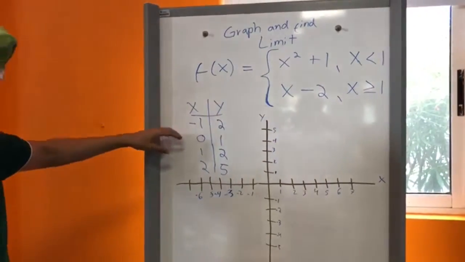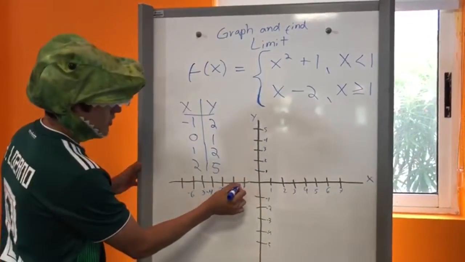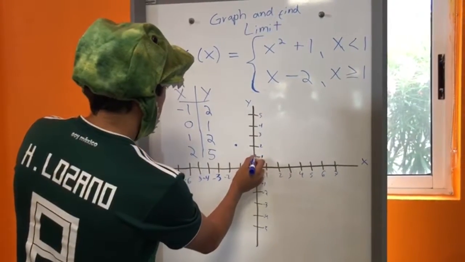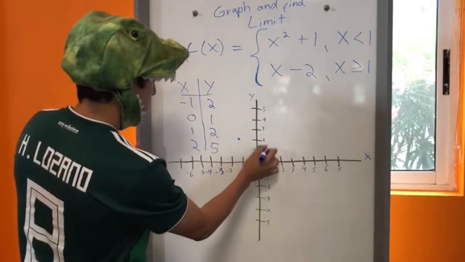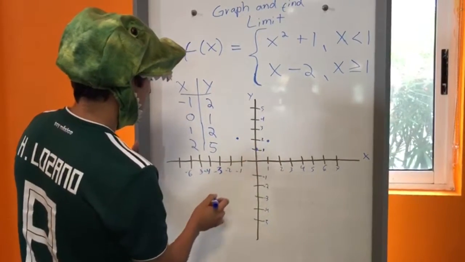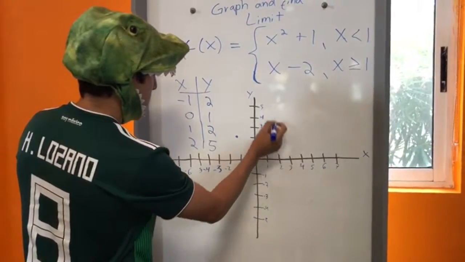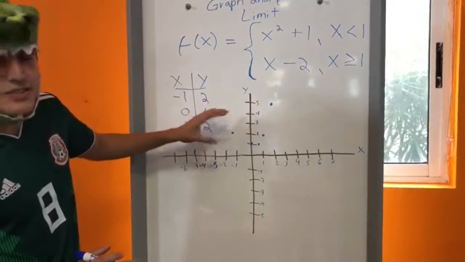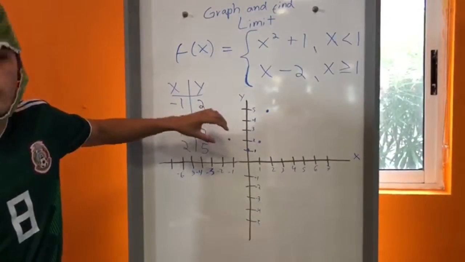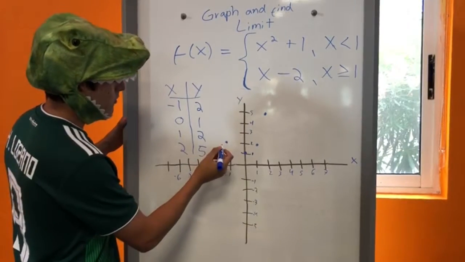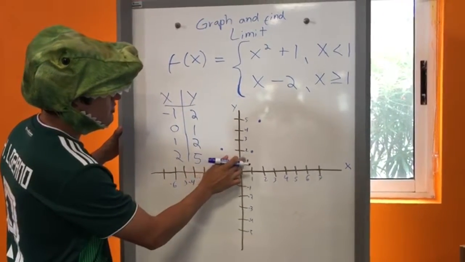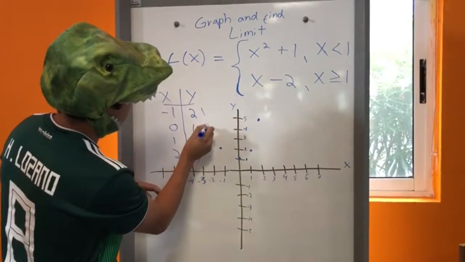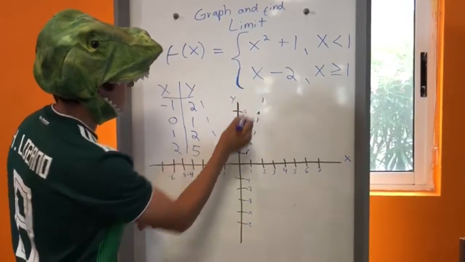So now let's put these dots in. Negative 1 and 2. 0 and 1. 1 and 2. 2 and 5. We can see more or less from this equation, from these dots, where the equation is going. So, this is an equation with a square, so it will be a parabola, something like this.